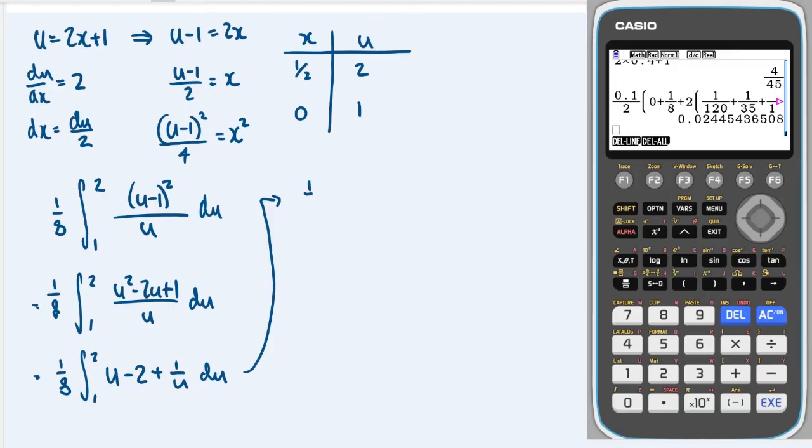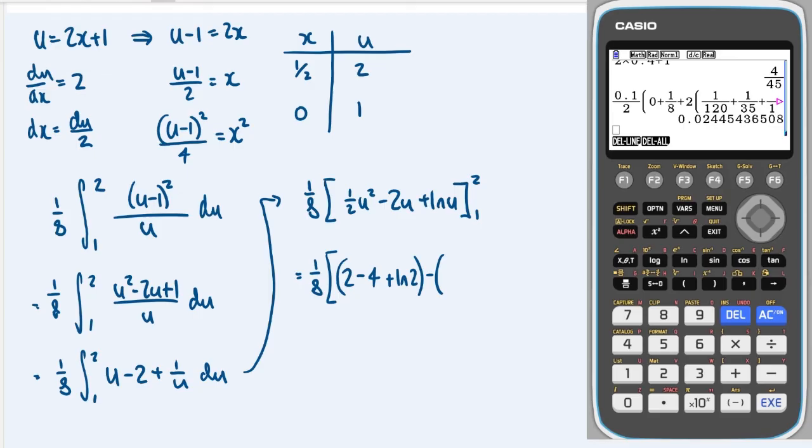Right, moving up here. This is going to give us, when I integrate, 1/2 u squared minus 2u plus ln u between 2 and 1. Okay, what is this going to give us then? So subbing in 2 is going to give me 4 over 2, which is 2, minus 2 times 2 is 4, plus ln 2. And then minus, when I sub in 1, I'm going to get 1/2 minus 2 plus ln 1, which is 0, so I can close off the bracket there.